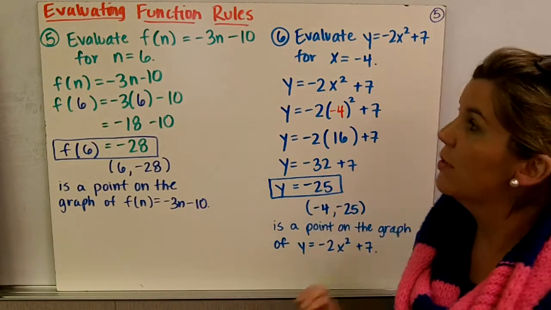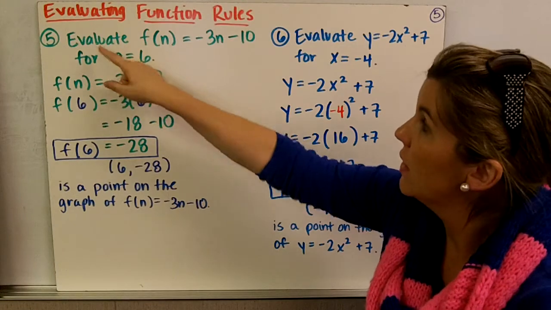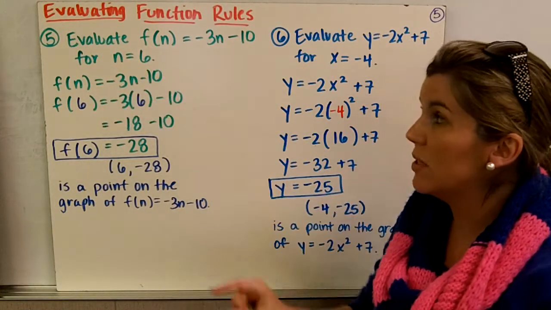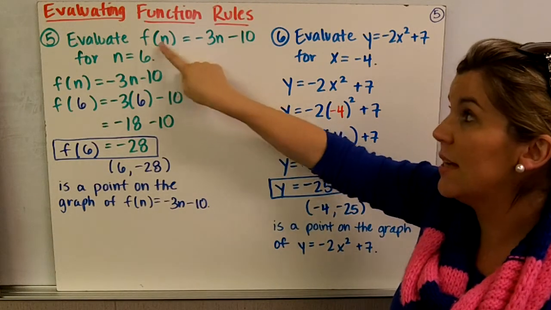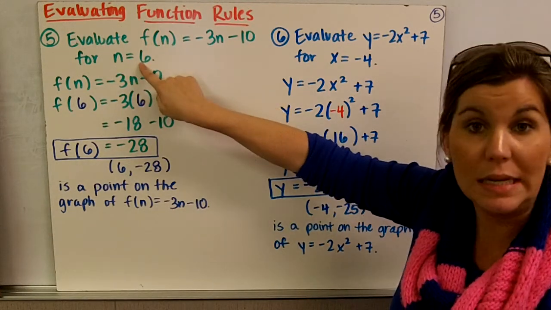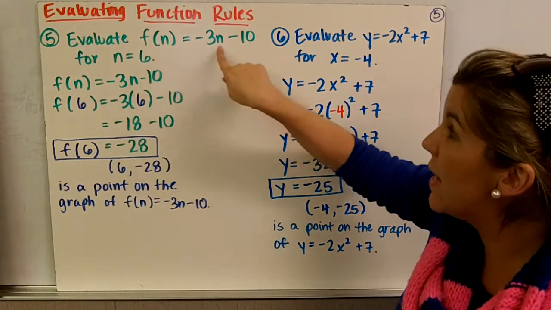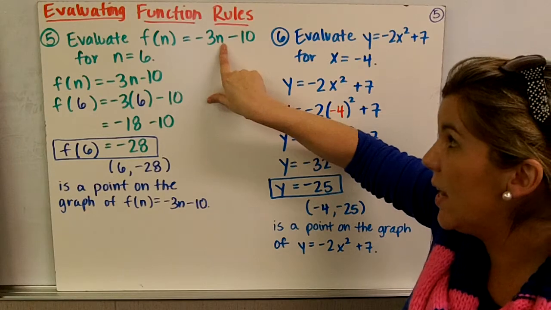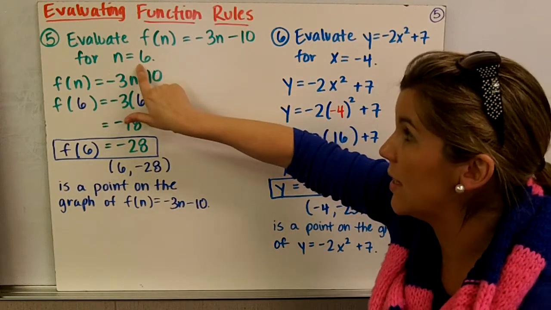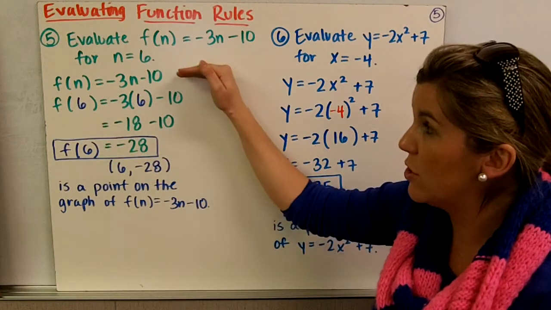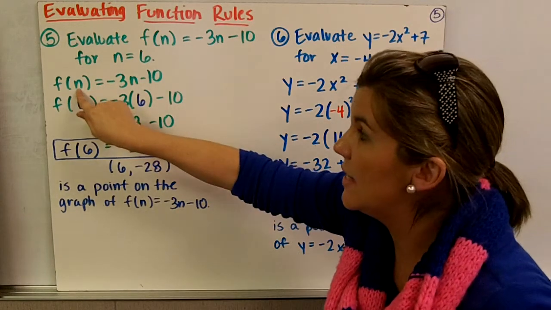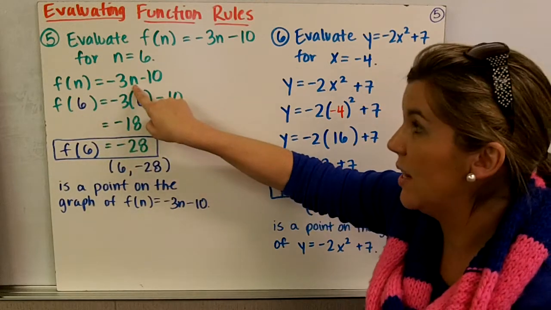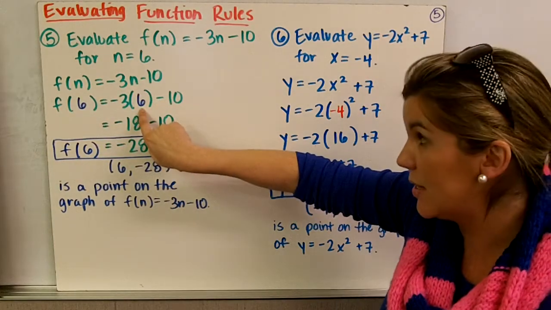Evaluating function rules. Example 5. Evaluate f of n equals negative 3n minus 10 for n equals 6. So what this means is this is an output, and n equals 6 is our input. Instead of n, we're going to plug in 6 on both sides. Take n out, and put 6. So I rewrote the original function rule. Instead of n, put parentheses and put 6, because it says n equals 6.